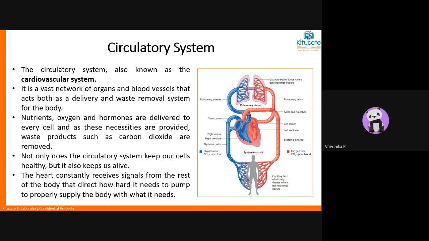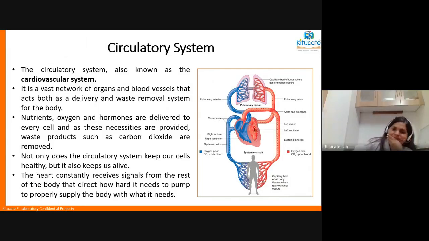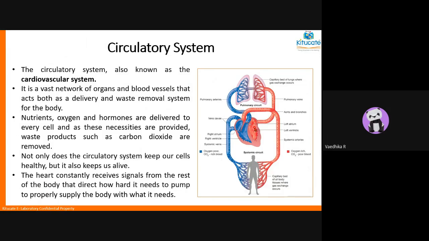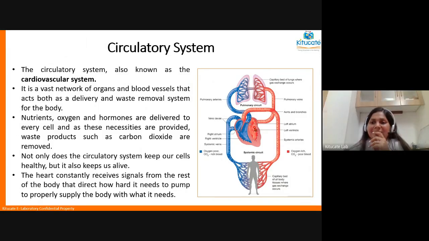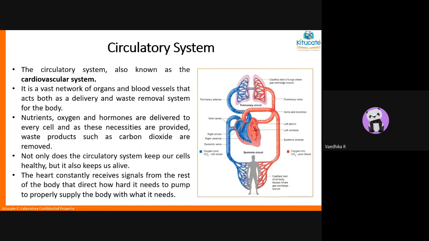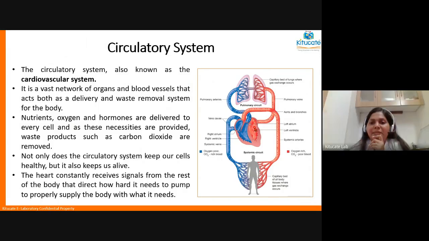Ma'am, I actually know the reason behind why there's a pulmonary artery or pulmonary vein. Because the blood flow in the arteries is always directed away from the heart, and the blood flow in the veins is always directed towards the heart. Very good. So that's why it is the pulmonary artery, which is going away from the heart, and the pulmonary vein because it is coming to the heart.